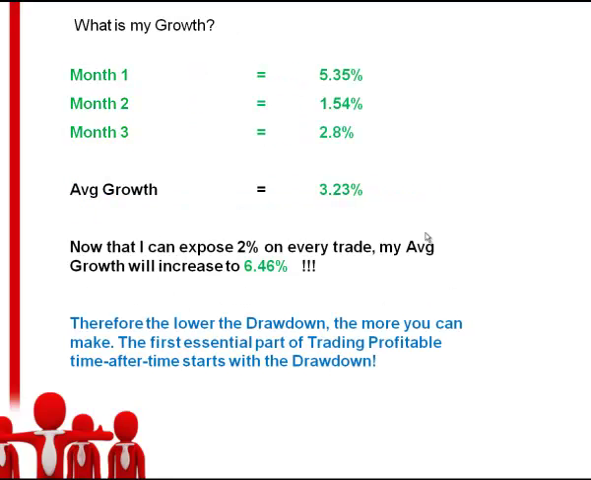And what's my profits? Look at this. Month 1 I had a growth of 5.35%. Month 2 I had a growth there of 1.54%. And month 3 I had a growth of 2.8%. Now if I add this all together and divide it by 3, I'll get to my average growth, which of course is 3.23%. So now that I can expose 2% on every trade, my average growth will increase to almost 6.5% a month. So guys, therefore the lower the drawdown, or the beta, or the standard deviation, whatever you want to call it, the more you can make. Okay, and this is the first essential part of trading profitable time after time, consistently making profits. And it all starts with your drawdown.